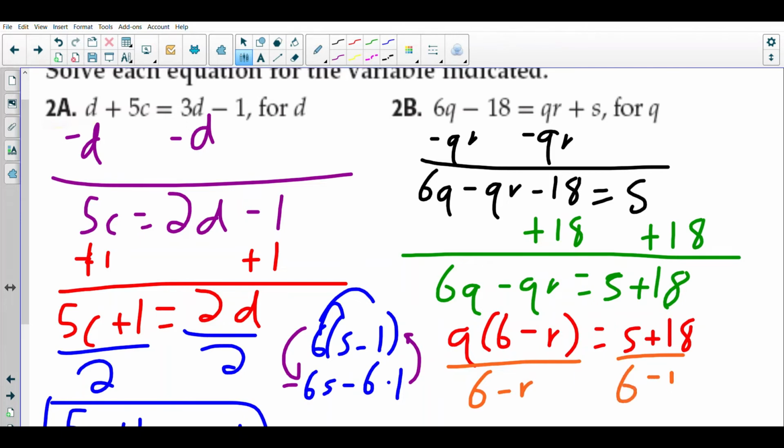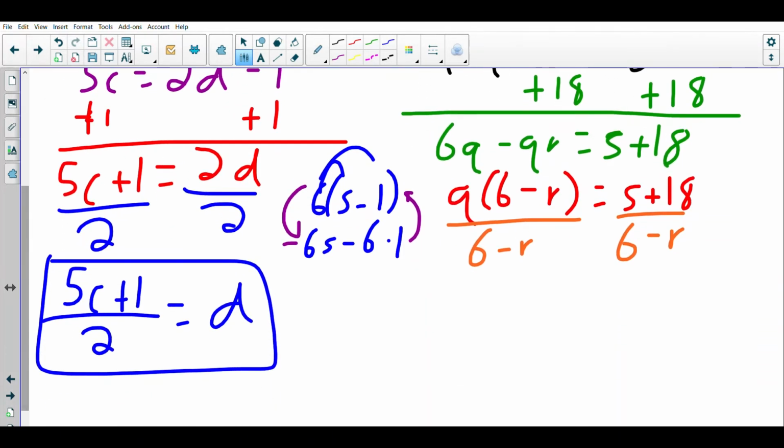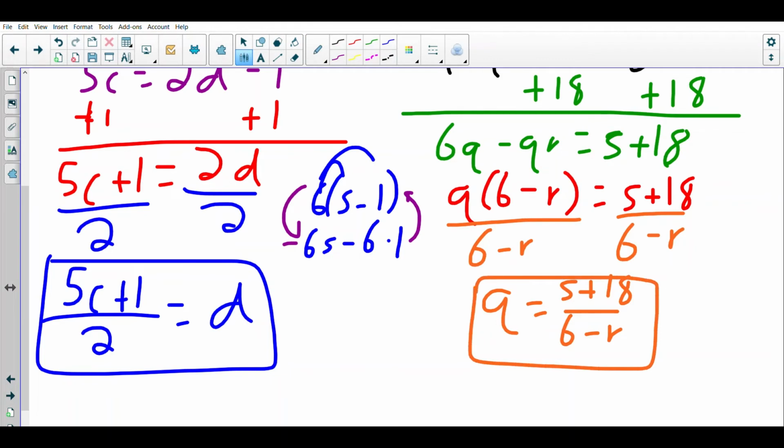6 minus r. Now, obviously we have all these variables, these weird terms, but there's nothing we can do. So we're left with q is equal to (s plus 18) divided by (6 minus r). There's nothing we can do, and we're done. I know, that's a little bit where people get caught up. That's a little bit trickier. So practice those a couple times.